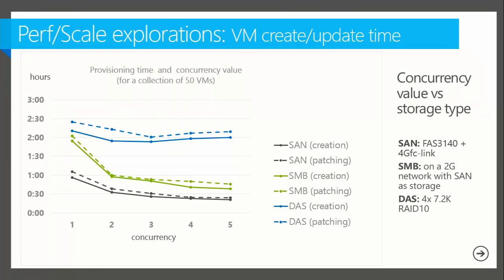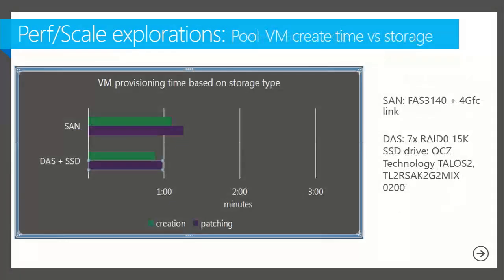It is similar for the SMB. Actually, the SMB was sitting in front of the SAN. But you see, if the storage is not capable, then there's not much gain. The difference between the black line and the dotted line is the black line is for the creation, and the dotted line is for patching, which is you've already created, you're just doing a refresh.